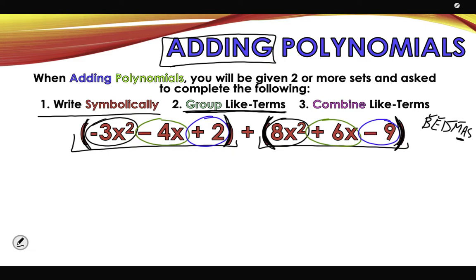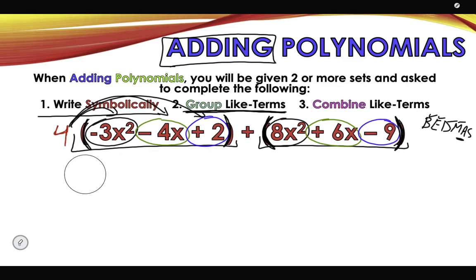So in previous units, you would have talked about what it means to distribute. So let's say that we had a 4 out front here. If that 4 is in front of your brackets, you would have had to take it and distribute it everywhere. And then you would have ended up with something that had been multiplied by 4 all the way through. So instead of -3x squared, you'd have -12x squared. Instead of -4x, you'd have -16x, and instead of +2, you'd have +8. So I just took everything and I multiplied it by 4.